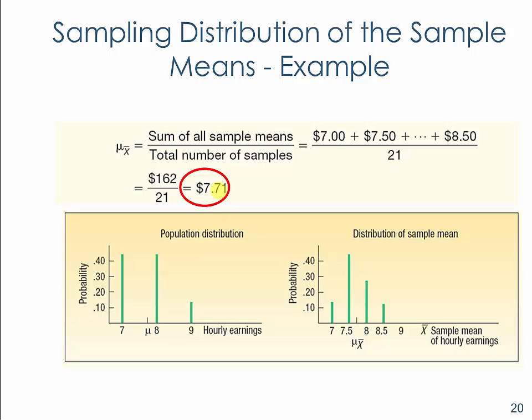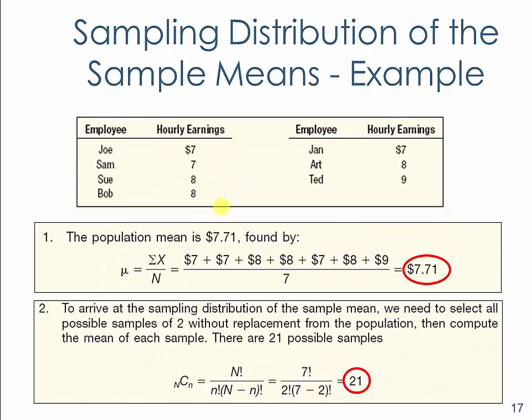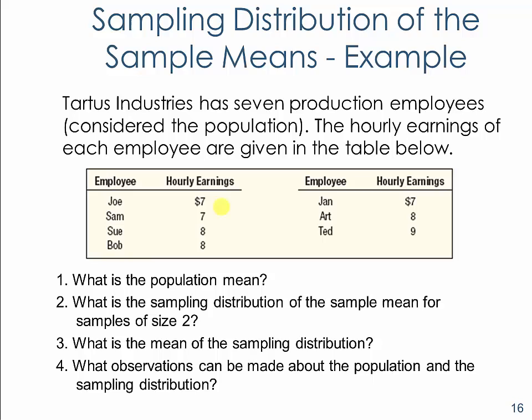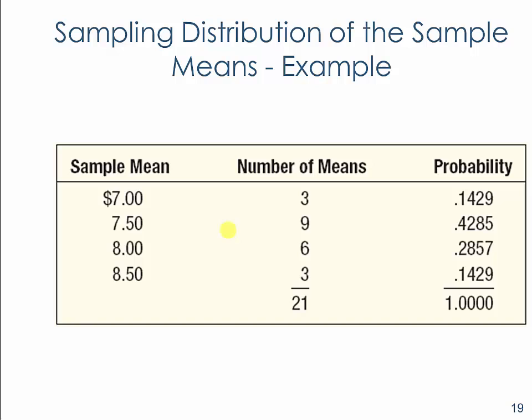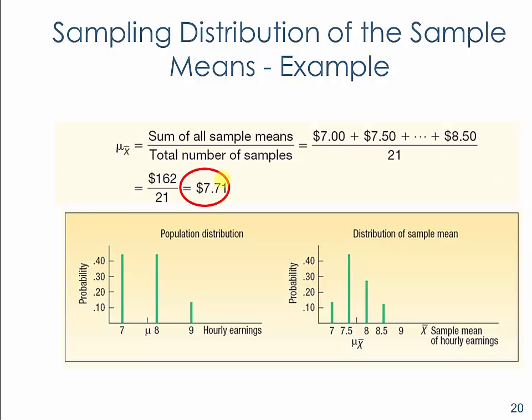So in other words, going through all of this calculation, what we've done is we've taken every possible combination of sampling size 2 of all of our employees, calculated out the mean, and found the sampling distribution of the sample mean. We found that our mu sub x bar, remember the mu indicates that it's a population value because we have considered all possible samples, and the sub x bar indicates that it's a sampling distribution of the sample mean, and we got $7.71, which is the same value as we had in the population.